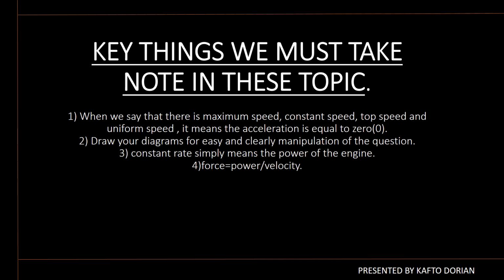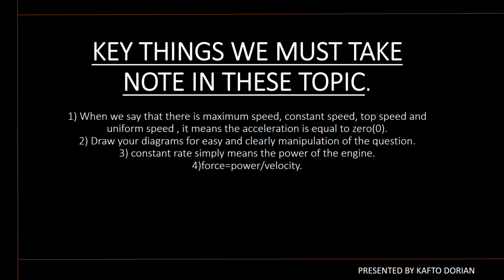So for the first one, when we say that there's maximum speed, constant speed, top speed, and uniform speed, it just means that the acceleration on the system that is applied is equal to 0. The second thing that you must know here is that you must draw diagrams for easy and clear manipulation of questions, because when you draw a very good and straightforward diagram, you will see things beyond your nose.